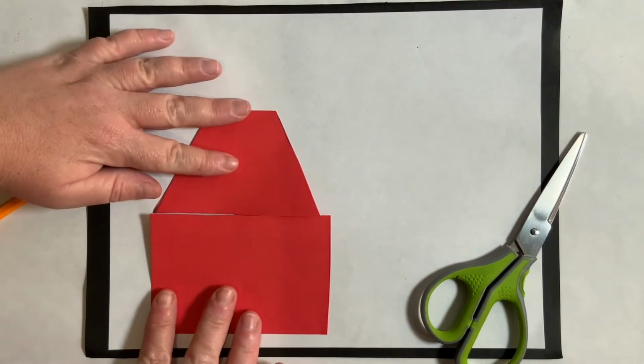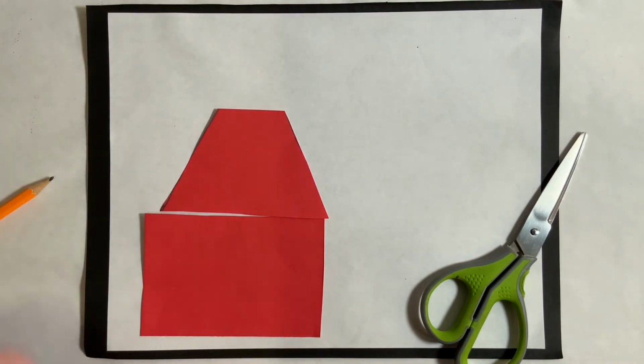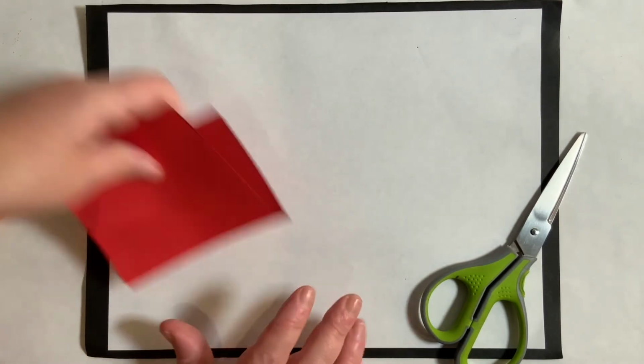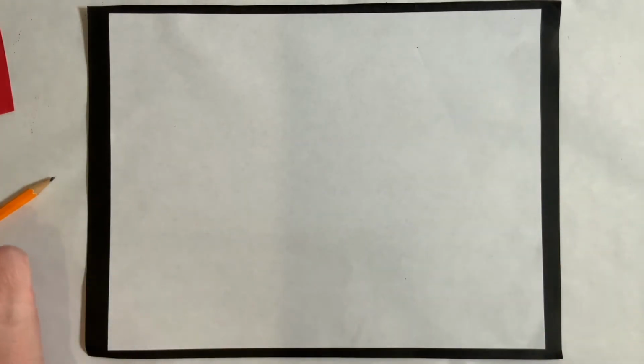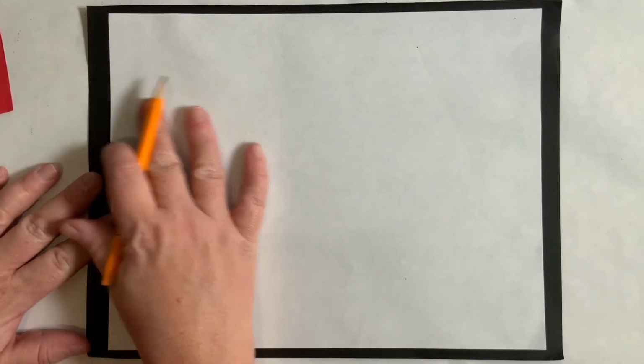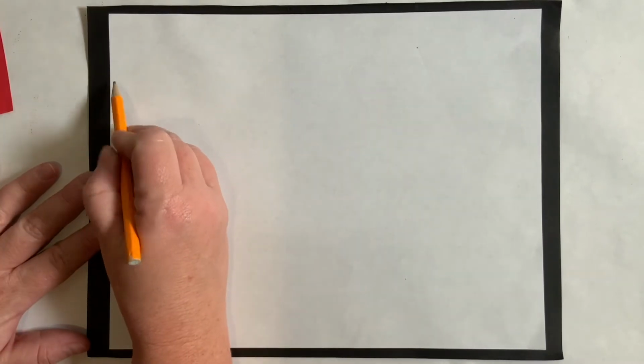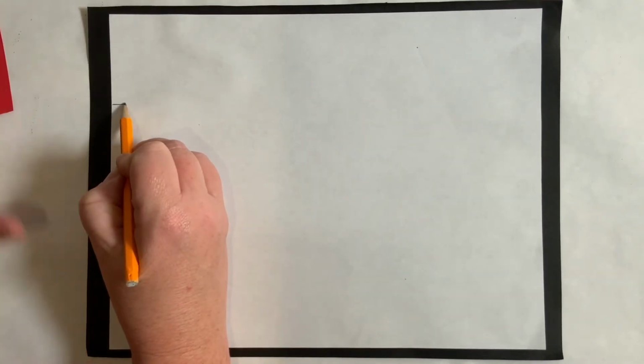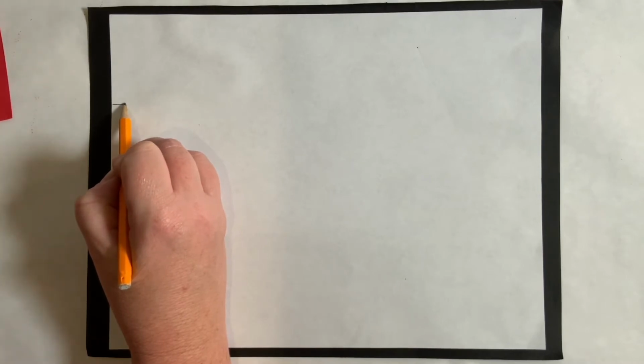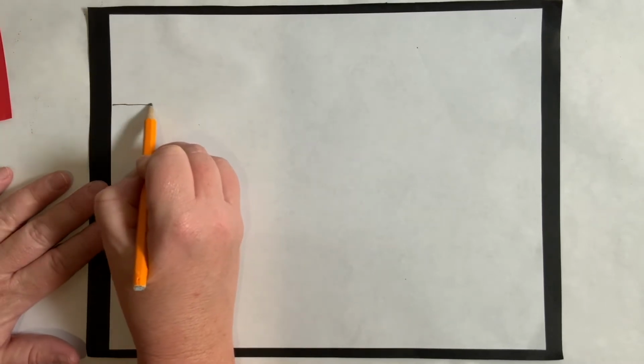And now we're gonna have a barn. See that? So I'm gonna put this aside. Let's start drawing the land and the sky so we can put all of our pieces together for our community. Now we're finished cutting. So we'll put the barn on our paper later. I wanted to get that out the way.